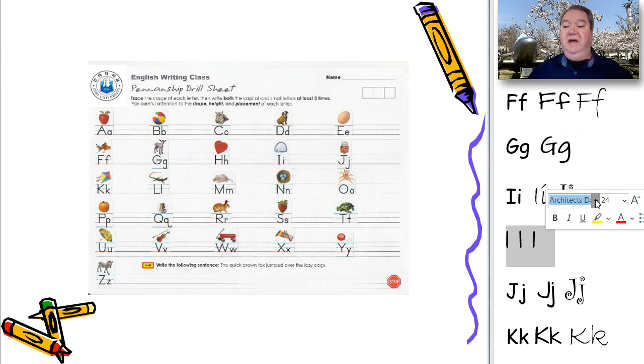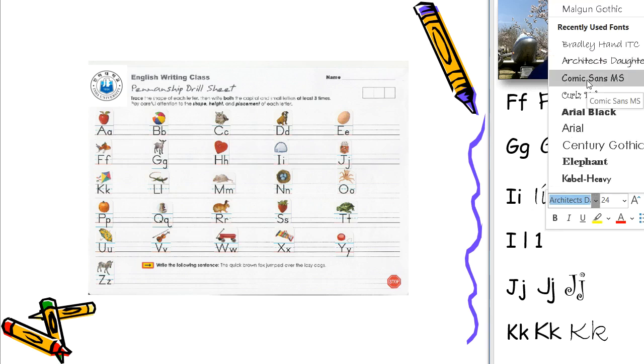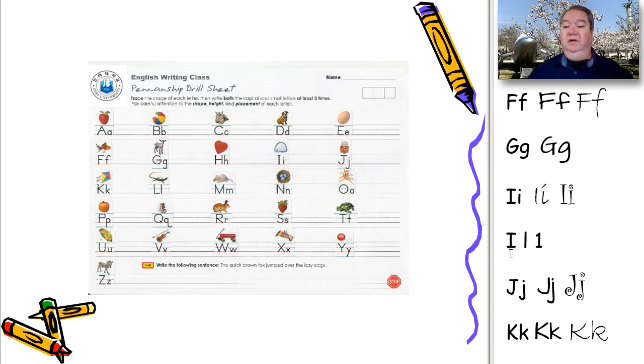If I change that to Comic Sans, then you can see, oh, there's an I, there's an L, and the 1 is very different. Okay, so just be very careful with the fonts that you choose and your own handwriting, so that if you're using things that could be confused, you're doing it very carefully.